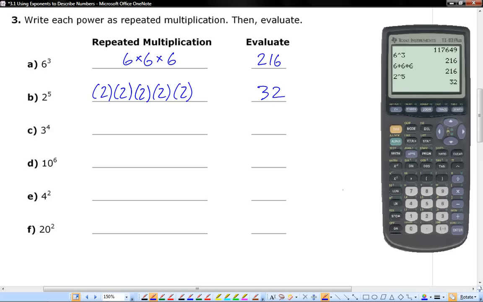Another way to write repeated multiplication is with a dot. So 3 dot 3 dot 3 dot 3. This is also called the dot product.